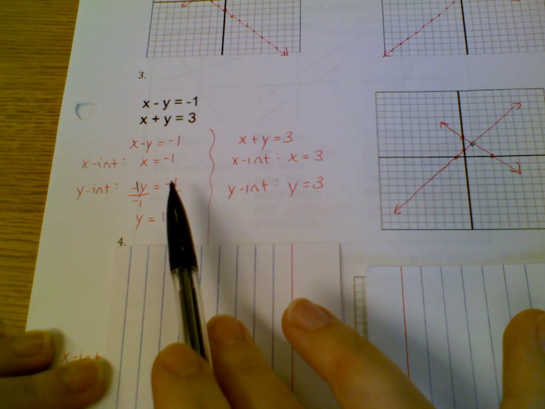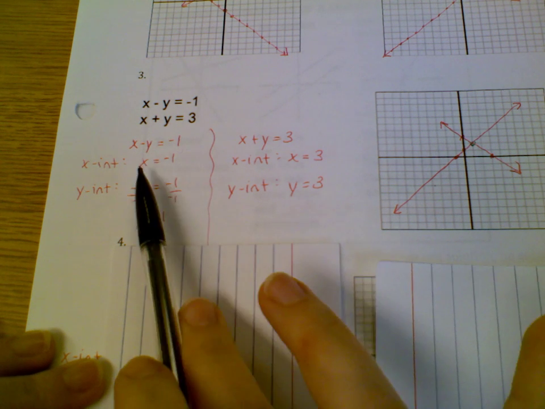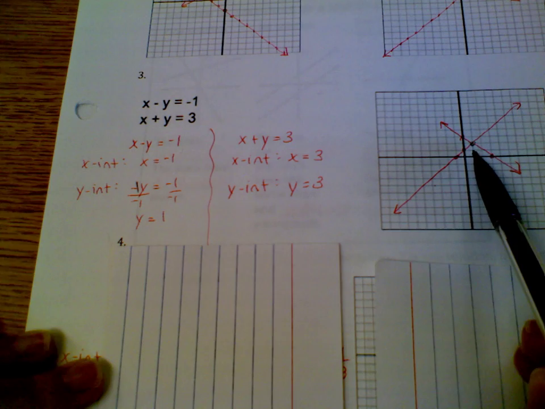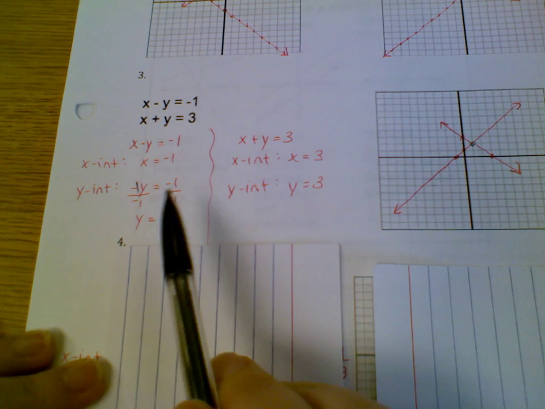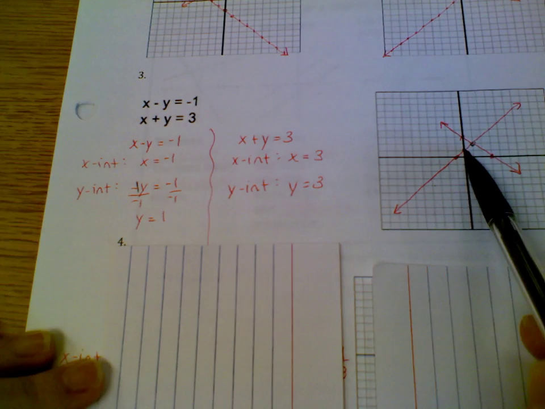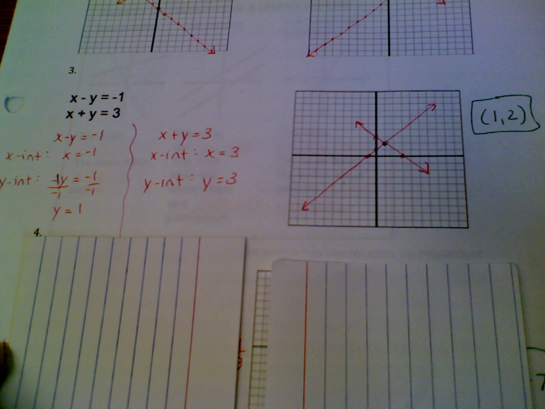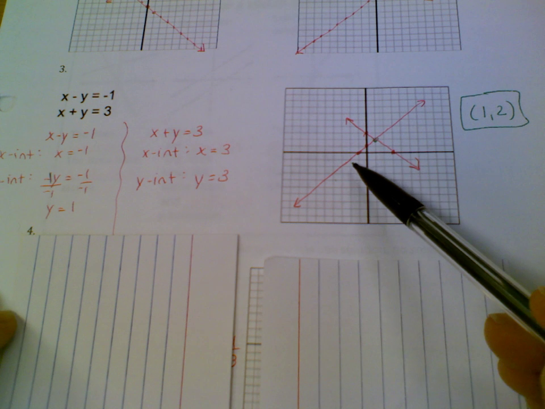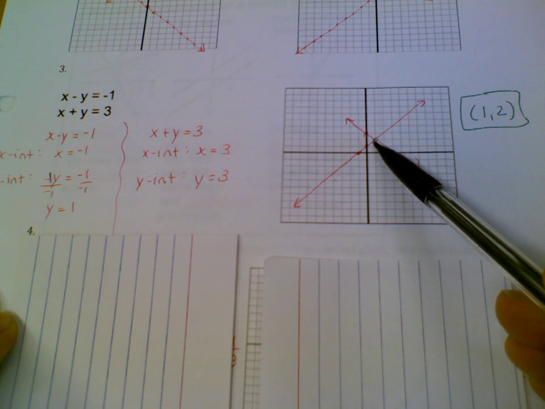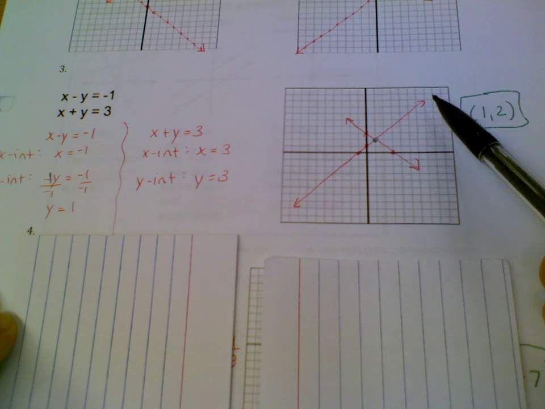These are the ones where you have 2 points. So my x-intercept is at -1, so I have a point here. My y-intercept is at +1, so I have a point here. We only have 2 points, so it is crucial that you have a straight edge and you're drawing an absolutely straight line so that we can find that intersection point.